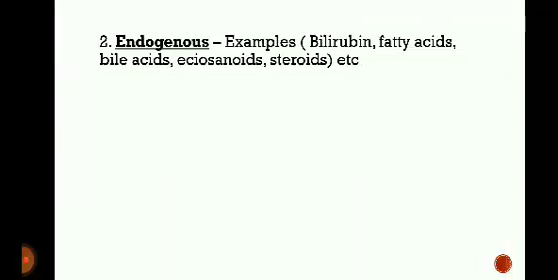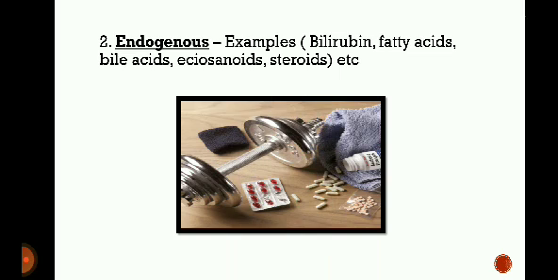Now, the second type of xenobiotic is endogenous xenobiotics. Endogenous xenobiotics are not foreign substances but have effects similar to exogenous xenobiotics. These are synthesized in the body or are produced as metabolites of various processes in the body. Examples of endogenous xenobiotics are bilirubin, fatty acid, bile acid, eicosanoid, steroid, etc. And here is a figure of steroid, which is an example of endogenous xenobiotics.